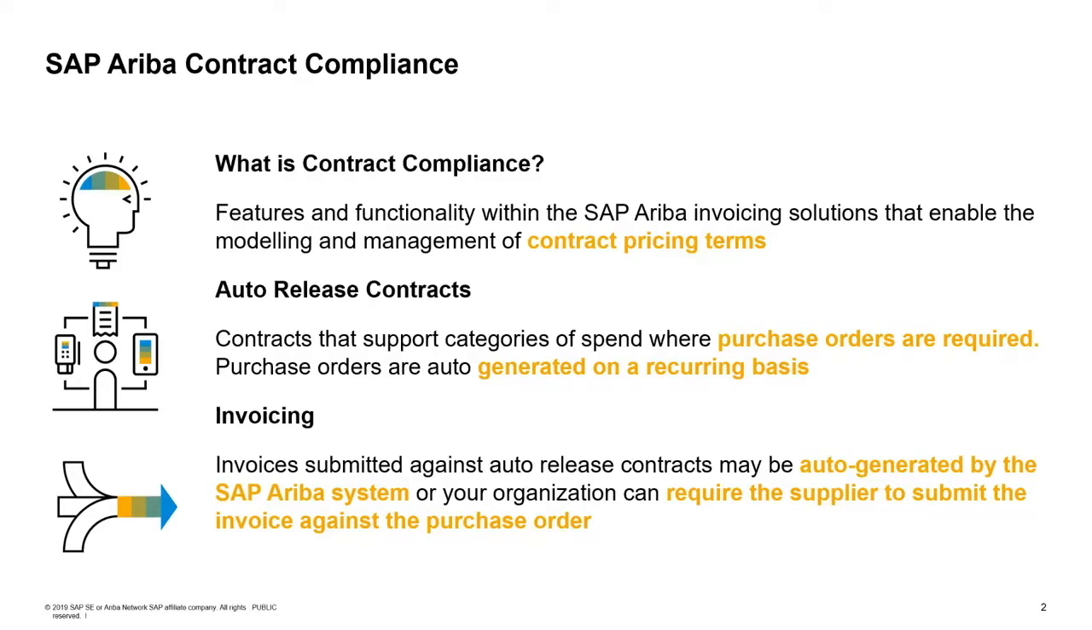or service. Organizations typically use this type of contract for planned services when internal processes dictate the necessity of a purchase order. Supplier invoices can either be auto-generated, or you can allow suppliers to generate invoices based on the recurring purchase orders that they receive.